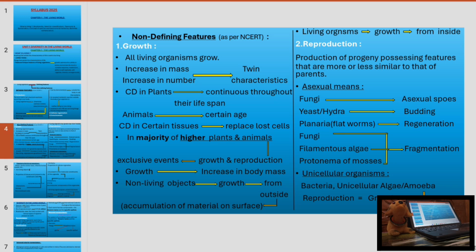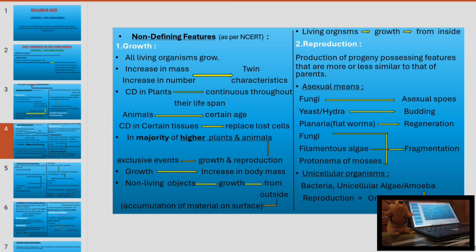In the majority of higher plants and animals, growth and reproduction are mutually exclusive events. For example, unicellular organisms have only one cell. How do they reproduce? They reproduce by division of one cell, so it is simultaneously growth and reproduction. So in the majority of higher plants and animals, growth and reproduction are exclusive events, not inclusive events.